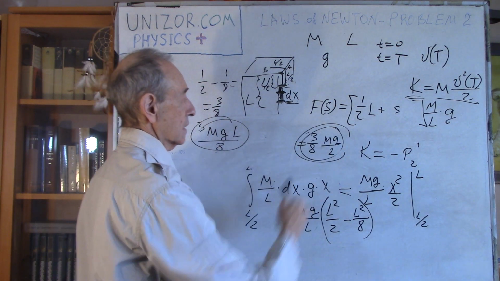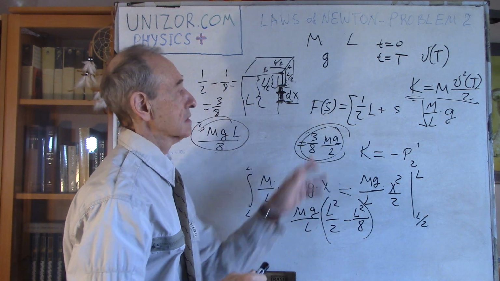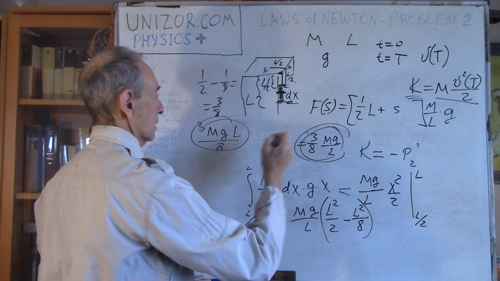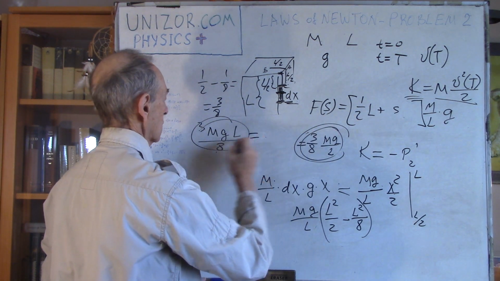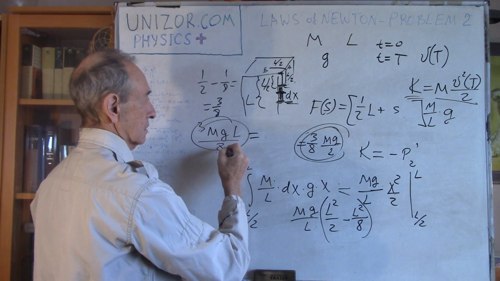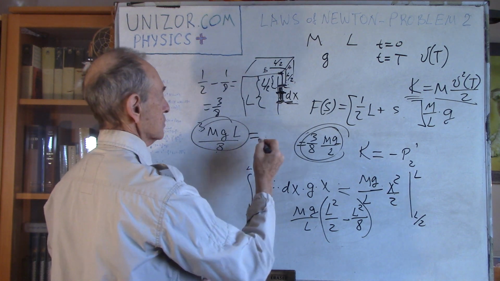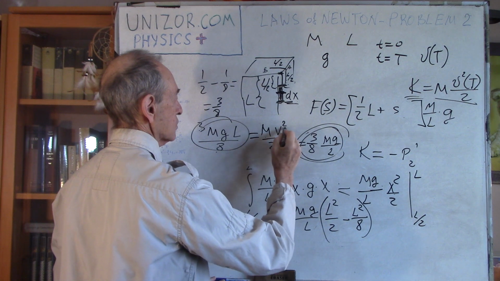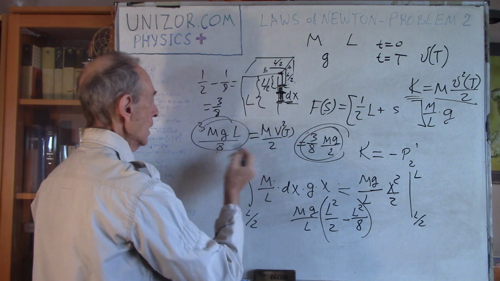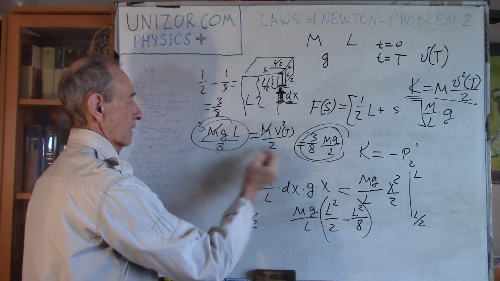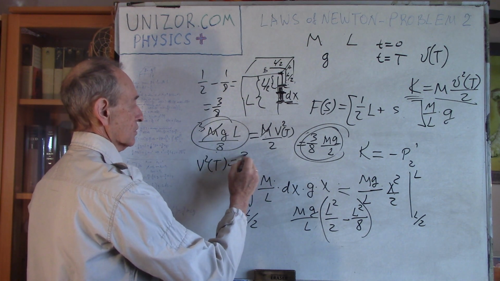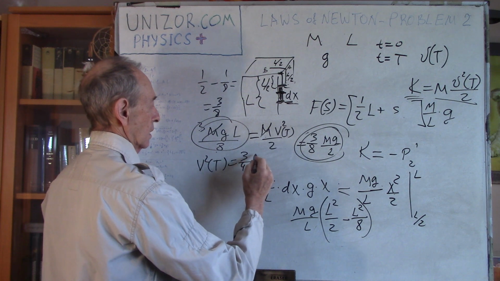We had many times the same expression, and that allows to calculate the kinetic energy. So that's the kinetic energy and decrease of the potential energy. So that is supposed to be equal to mv squared divided by 2 of t. Well, from which again we have exactly the same result. V squared of t is equal to 3/4 Lg.